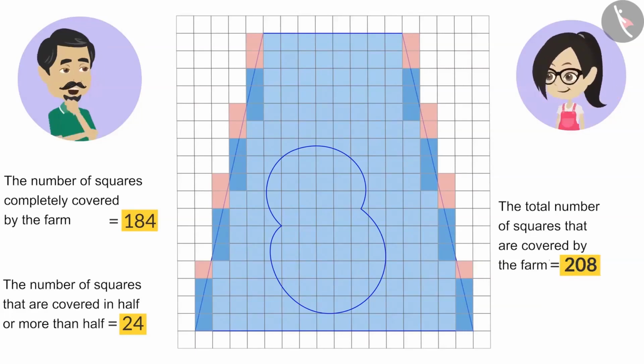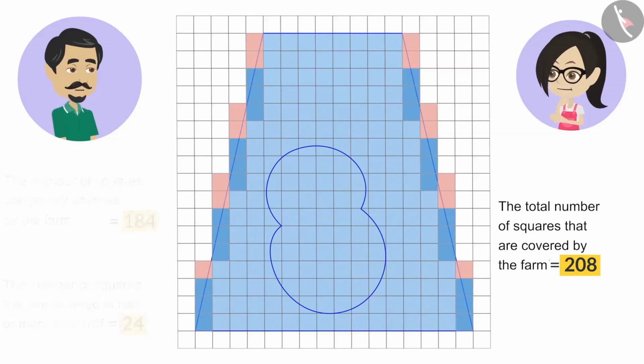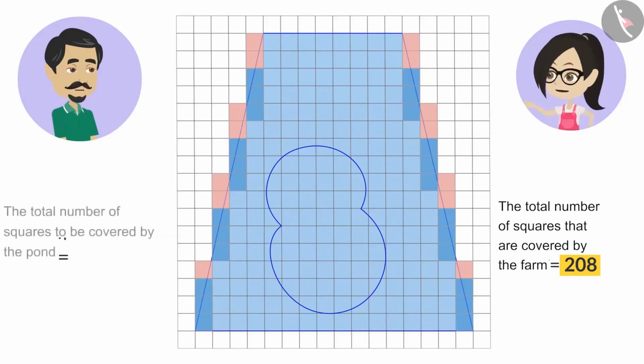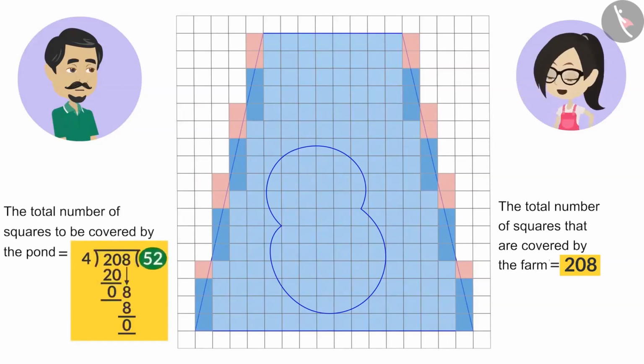It looks like this. Now you want the pond to be built in 1/4 of the farm, right? That means the pond should cover 208 divided by 4 squares. That is, if this pond covers almost 52 squares, then we can say that this pond is 1/4 of the farm. Yes, you are absolutely right.